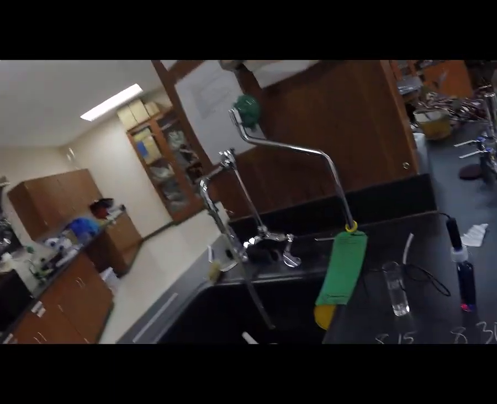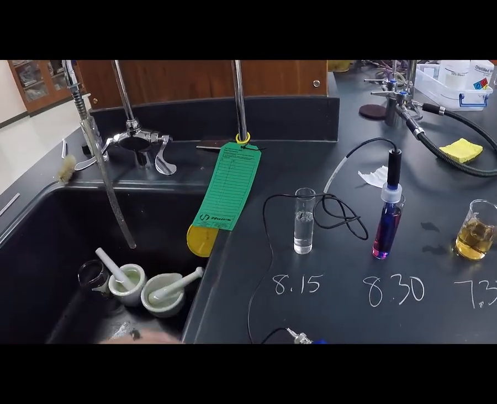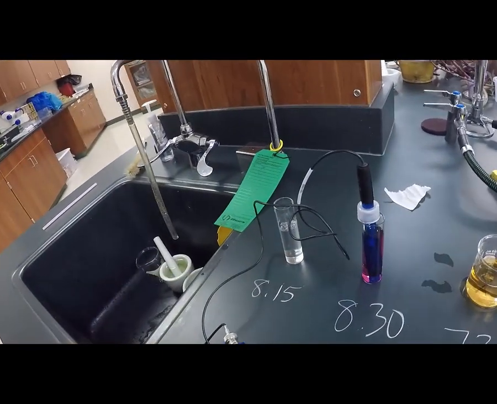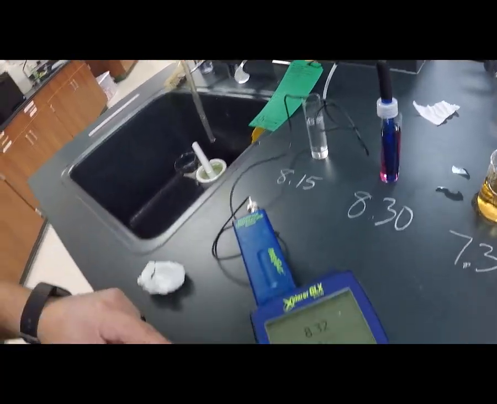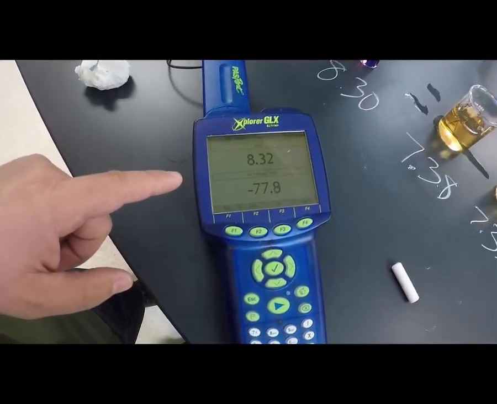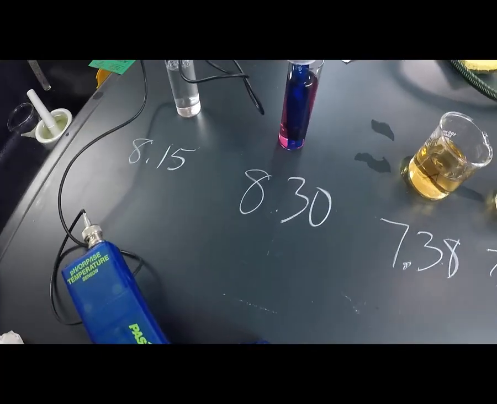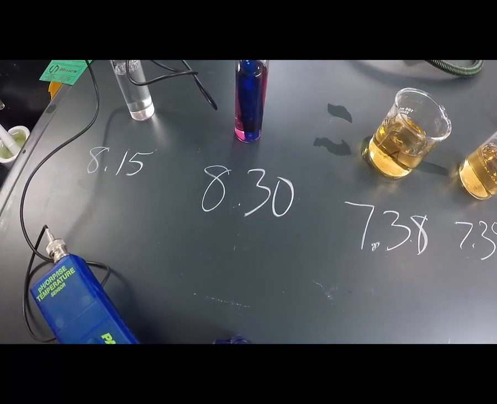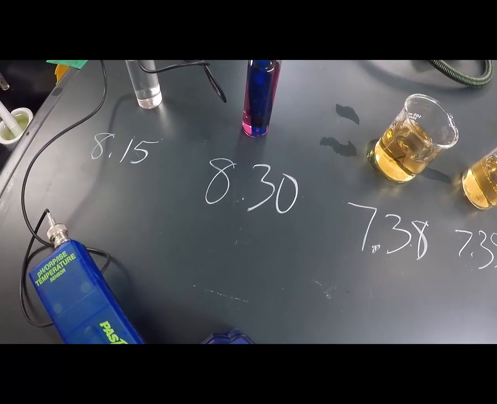So that took a little bit of time to get the pHs, but I also wanted to make sure that you understand that there's no smoke and mirrors going on here. So the pH of water is 8.15. The pH of phenol red in water is, according to the meter, 8.32, but it's been jumping around from about 8.30 to 8.35. So 8.30.